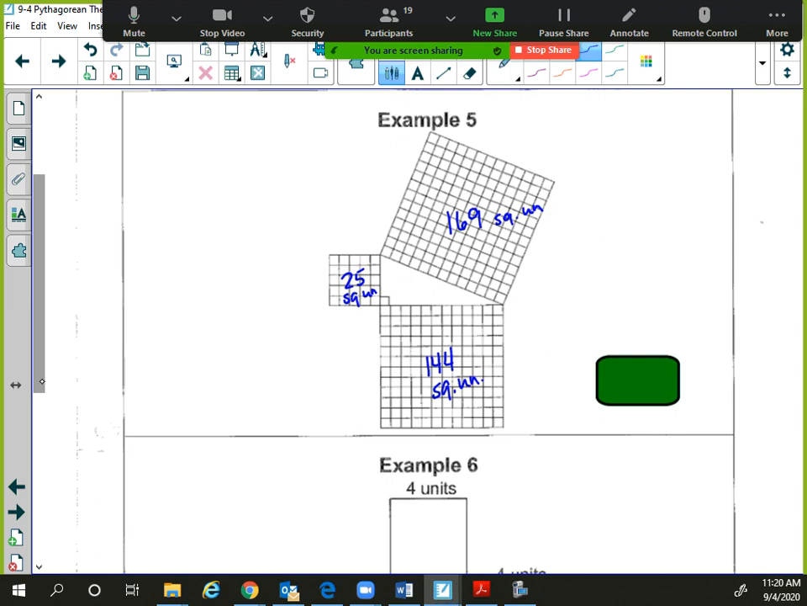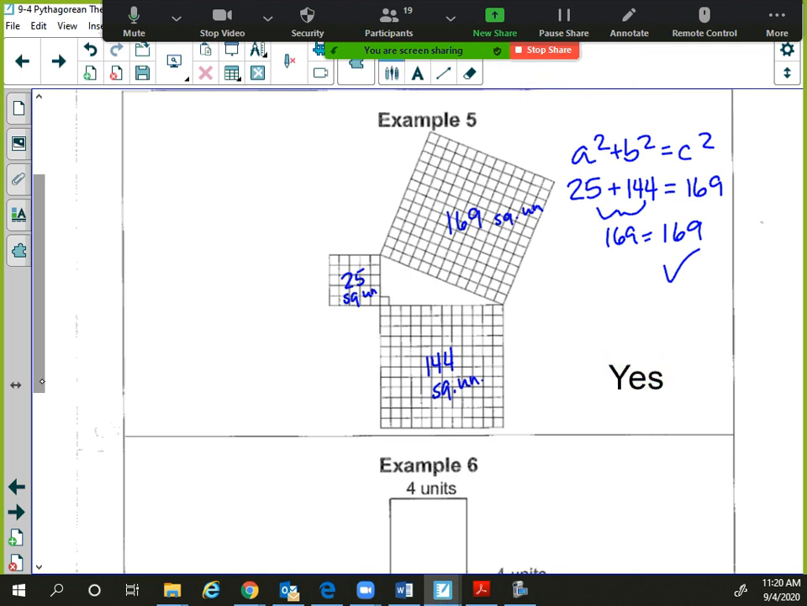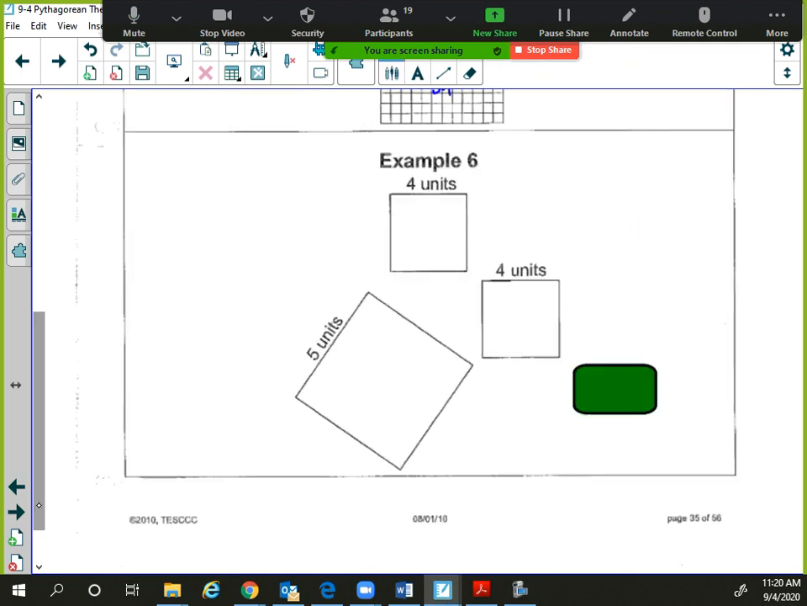Very good, guys. Yes, all you're doing is a squared plus b squared equals c squared. Smallest was 25, and it was already the area, meaning it was already squared for me. B squared would be the 144. Again, it was the area, so no need to square it. And this one, yes, that does add up to 169. So yes, it's another true Pythagorean triple.